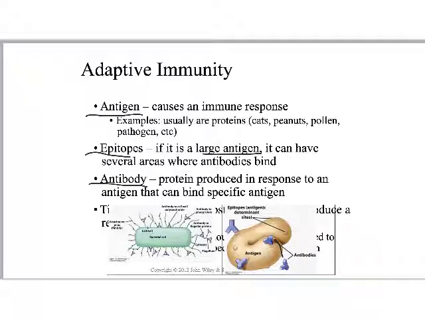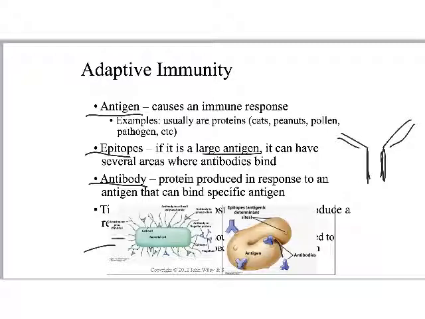Now an antibody is basically a protein. It's a protein that is produced in response to an antigen, and it's going to be able to bind a specific antigen. Most of the time they look like Ys. So this is what an antibody looks like most of the time. There are some other variations.